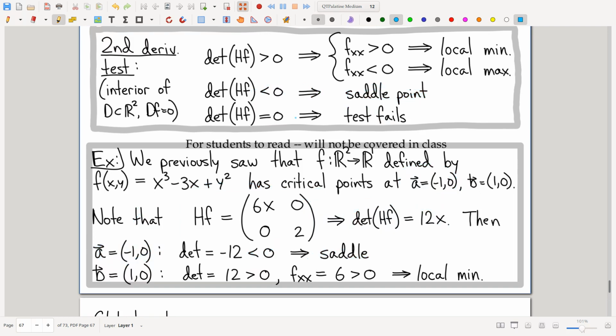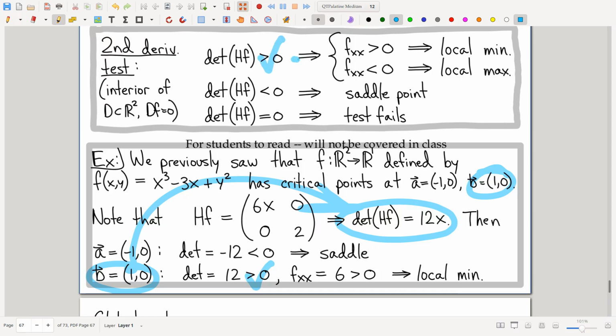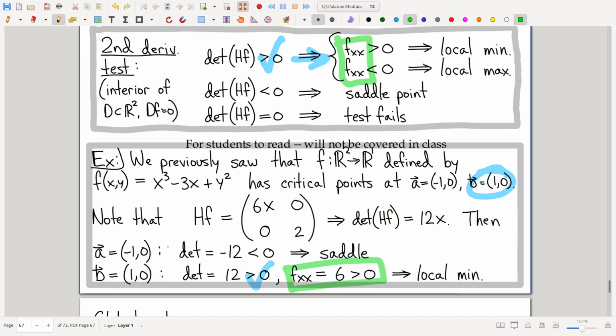Looking now at this other point, 1, 0, we plug that in to the Hessian determinant. We get positive, which puts us up here, which means that I now have to look at fxx, which, again, you can just plug this point into. fxx is positive. And positive means local min. Everybody happy? See, that's very plug and chug.